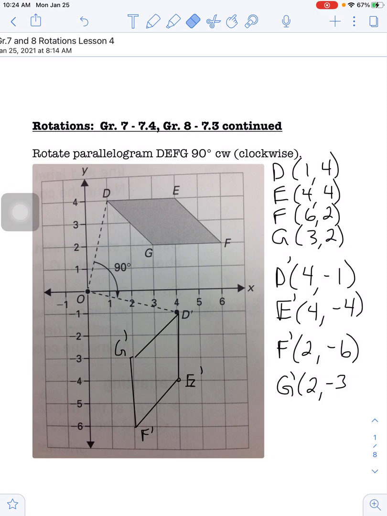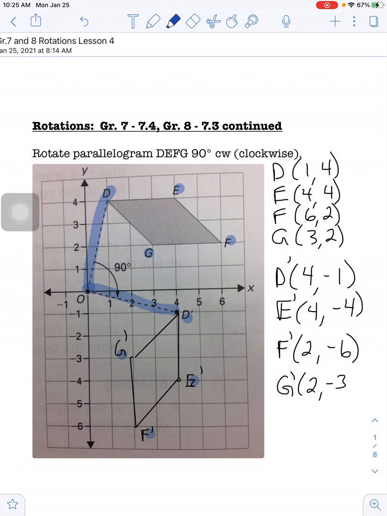Our first example says rotate parallelogram DEFG 90 degrees clockwise. One of the things they mention in this lesson is that you could use a protractor, which measures degrees, to show you where 90 degrees clockwise would be. That's what they've done with this dotted line here. They've shown where 90 degrees would be from D to D prime. If we look at all of the coordinates, they're all in quadrant 1 to start. That means they all have to end up in quadrant 4 down here when we're finished.